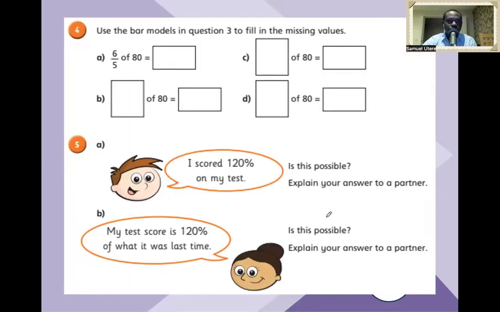Pause the video and answer questions 4 and 5 in 2 minutes. Or you can take longer. You can use 3 minutes. It's up to you. Work according to your own pace.